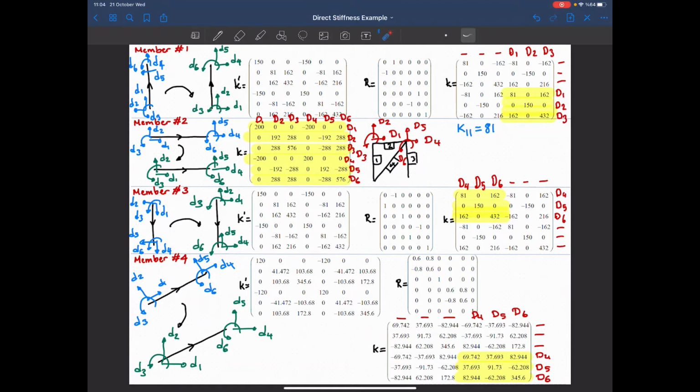Continue. What about the second member? I'm looking at D1, D1. It is that coefficient. In order to move this member by D1 amount, the resistance coming from the second member is 200. So plus 200, and the third and the fourth member do not show any resistance to translation in D1. So K11 should be equal to 281. Okay.